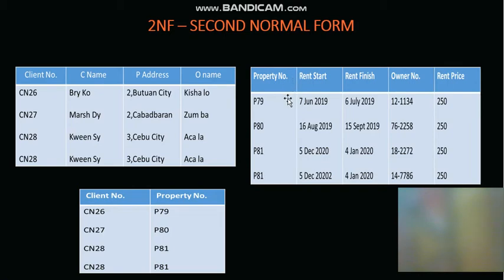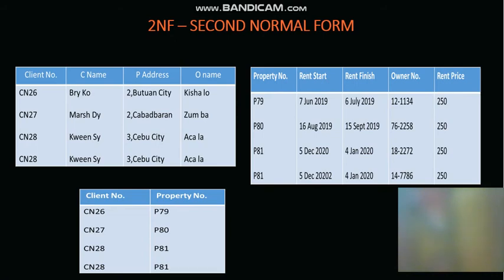So this is a junction table. In this table, these are both the key, the client number and the property number. This is called the compound key, because it is made of two columns. So now the transaction is here.